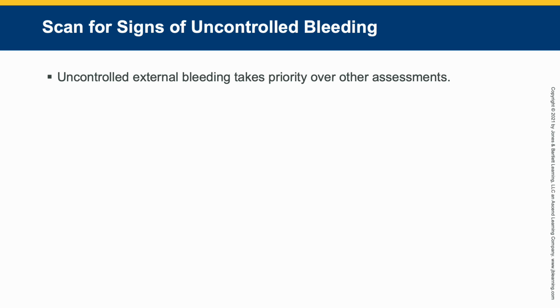You're going to apply direct pressure, use a tourniquet, and reassess often. So uncontrolled external bleeding is one of the most preventable causes of pre-hospital death. So if you see it, you need to treat it first. Don't move on to airway or breathing until it is absolutely controlled. Okay, it's always life over protocol every single time.